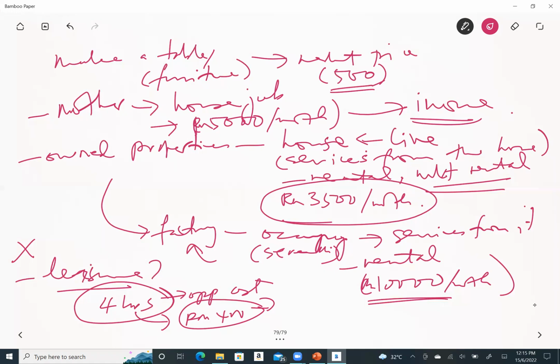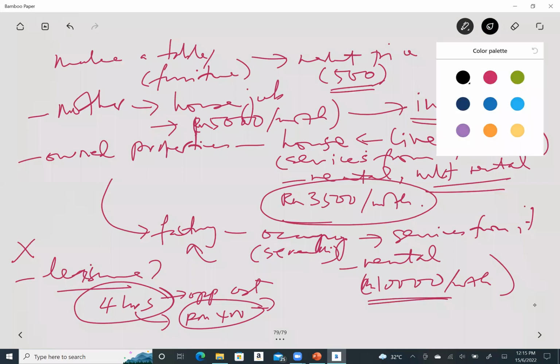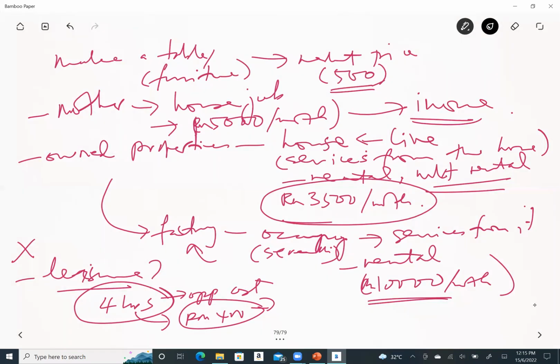Oh yeah, there is a term for this. If you own your own property and you stay in that house, this rent here is called imputed rent. That means you don't actually pay the rent, but if you rent it to somebody else, what you get is that amount of money. So that is called imputed rent.